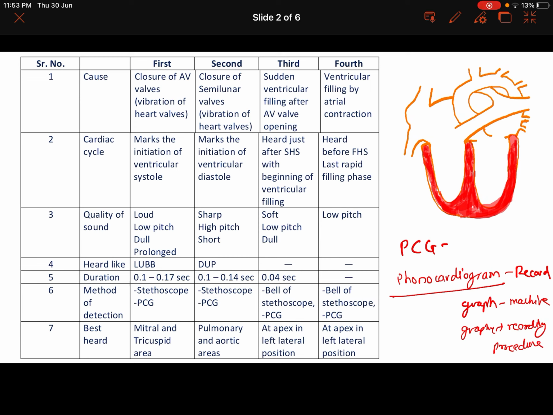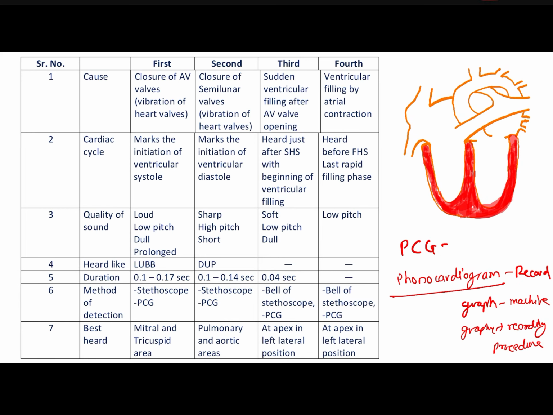Okay, so this is how to record it. So most commonly stethoscope is used for listening these sounds. First and second heart sound are audible, third and fourth are not audible in normal condition. In abnormal condition you may hear it, but with the help of the bell of the stethoscope. Then this first heart sound, it is best heard at, so there are four basic areas: mitral area, tricuspid area, pulmonary area and aortic area.